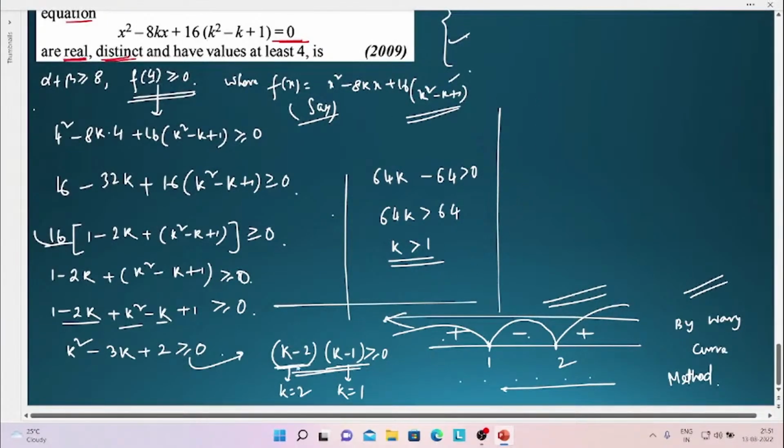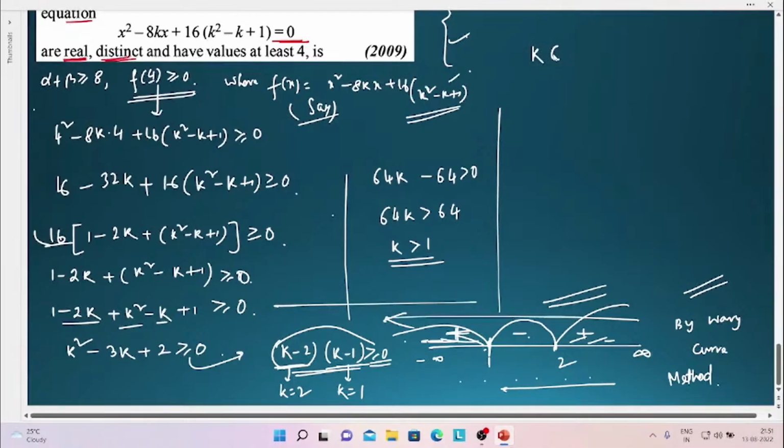So since that particular expression is greater than or equal to 0, we have to take the positive part, which is that part and that part, with infinity on one end and minus infinity on the other. And since it is greater than or equal to 0, we have to take 1 and 2 also, in the closed interval.